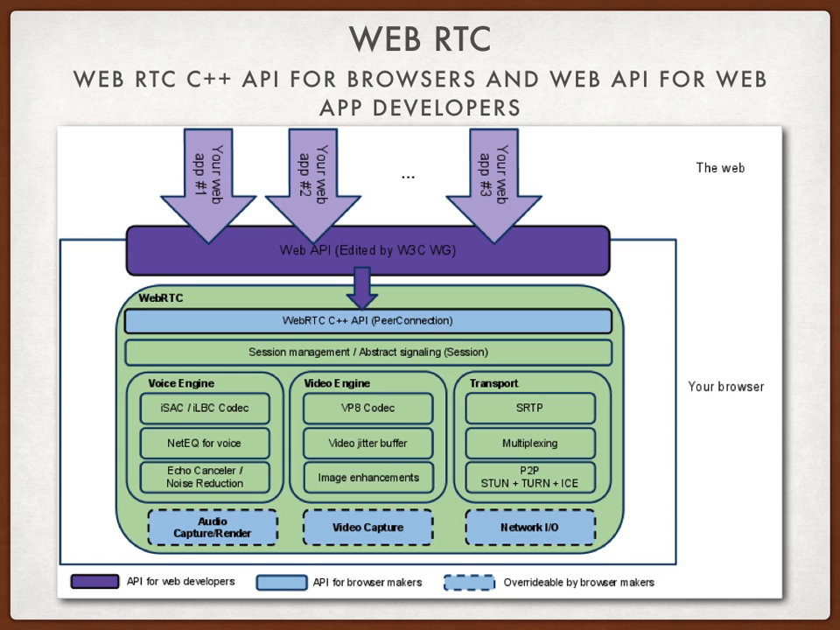Image enhancements. An example of this is in removing noise from the image captured by the webcam. In the transport section, we have the RTP stack, which is a network stack for RTP, the real-time protocol. STUN and ICE are used to establish peer-to-peer connections across various different types of networks.